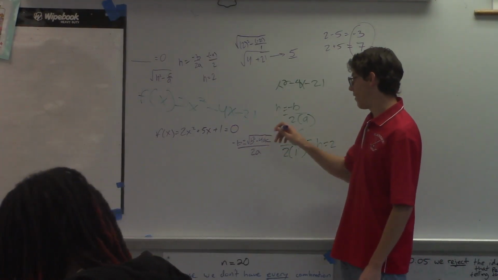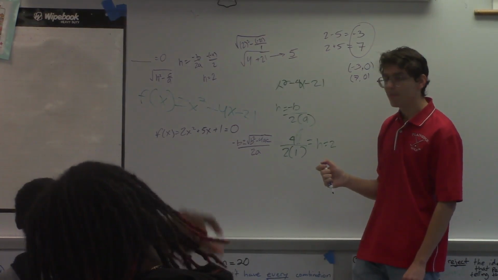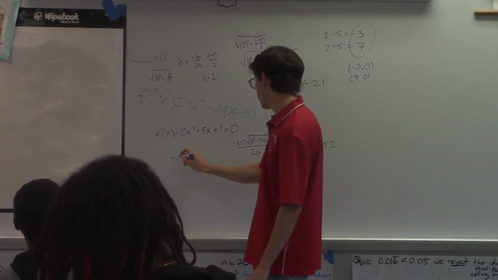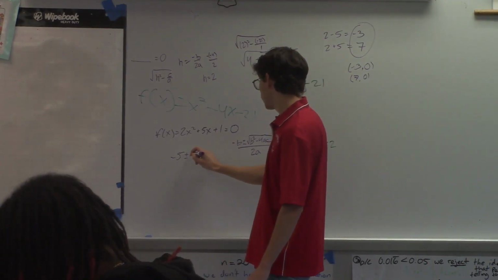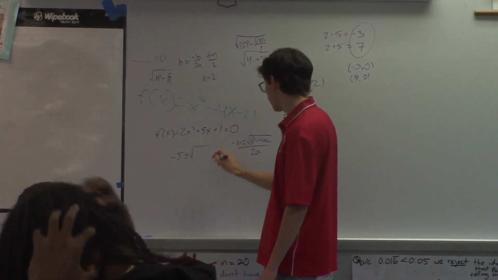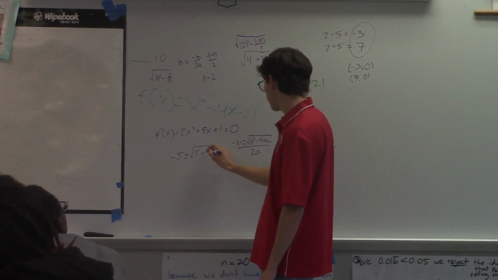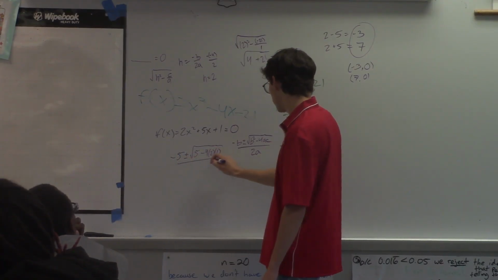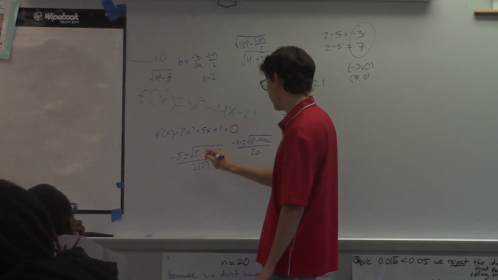So now who can help me fill this in based on what we have here? Using the numbers that we have, negative b, so negative 5, plus or minus the square root of 5, minus 4 times 1 and 2, divided by 2 times 1, which is 2. And what am I missing here?